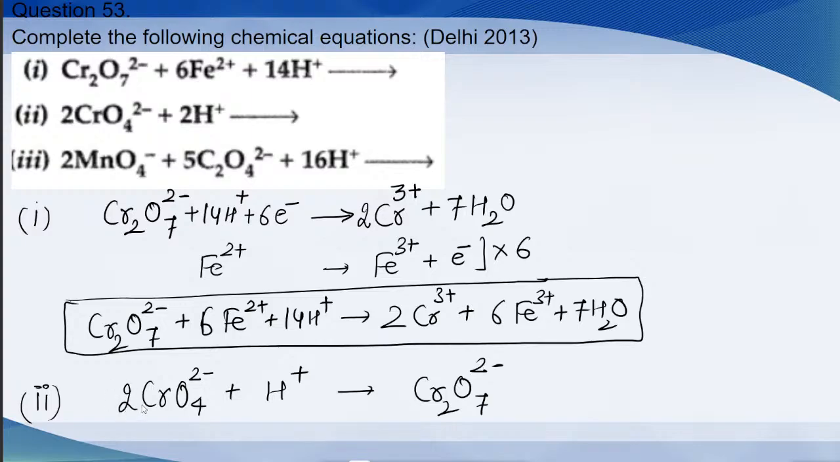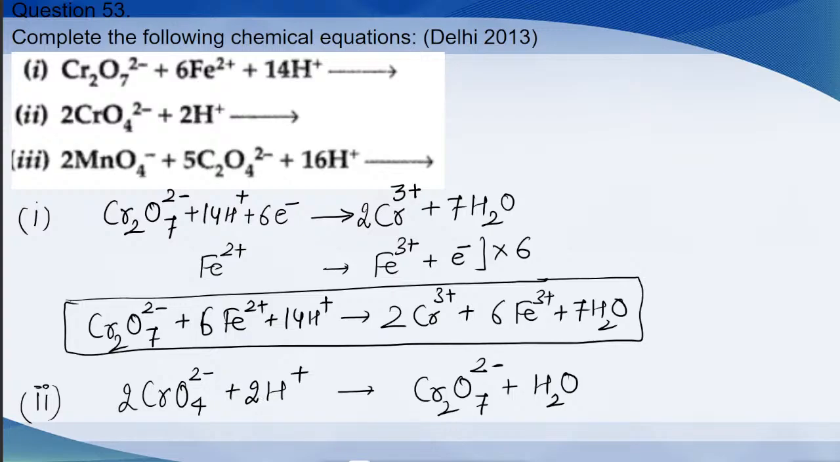So 2 chromium is balanced. Now 8 oxygen on the left side, 7 oxygen on the right side. Just add 1 water molecule and double H plus ion to the opposite side. So this is the balanced equation for the second one.